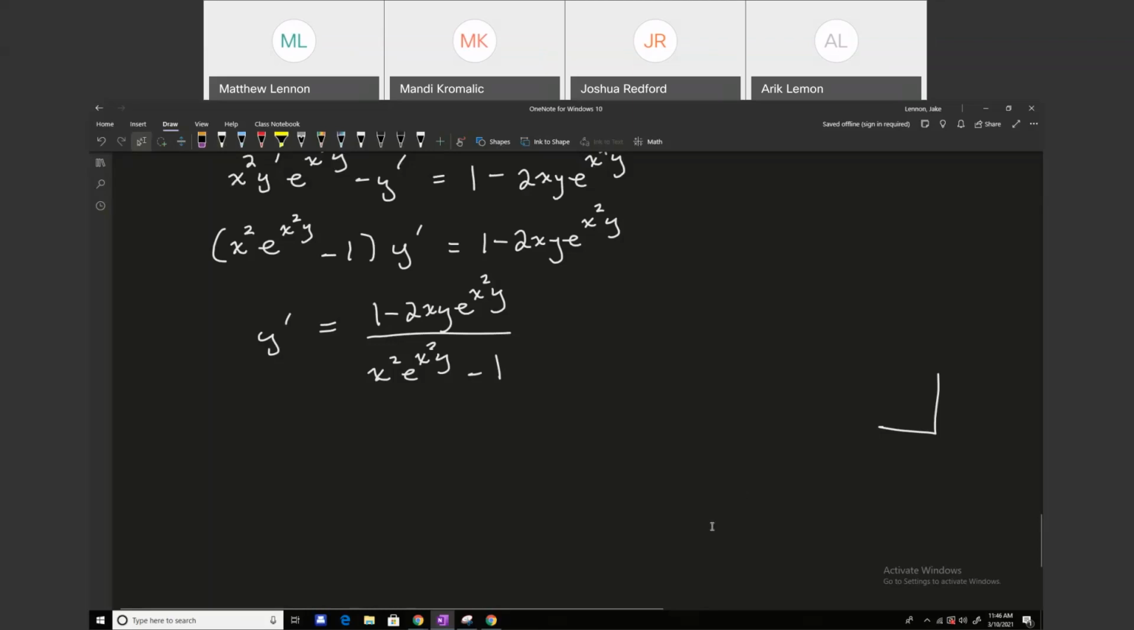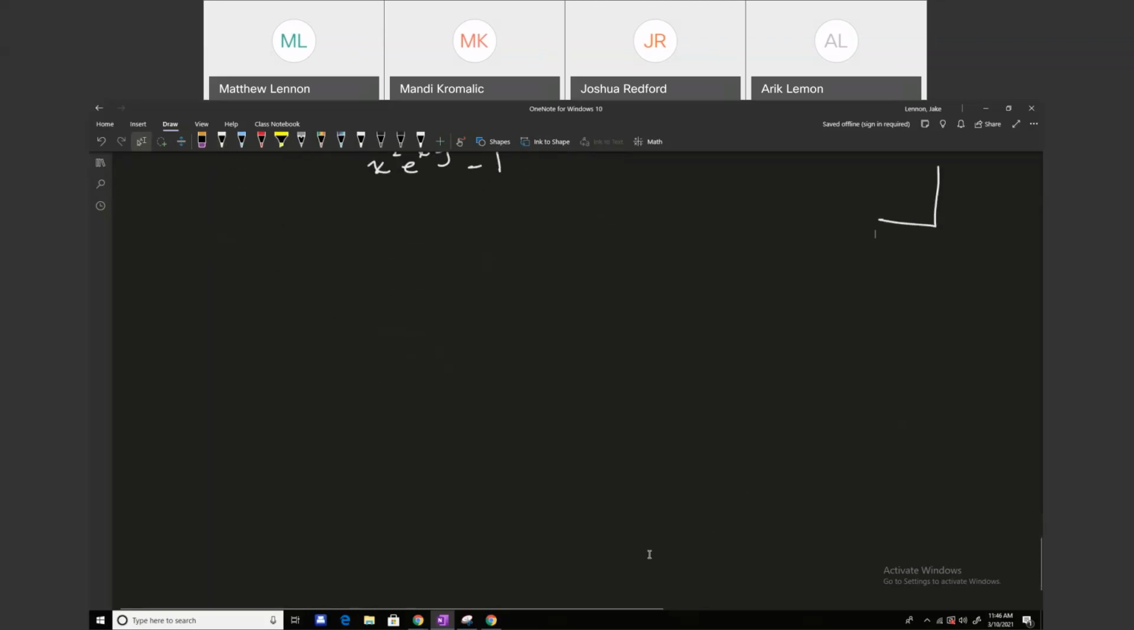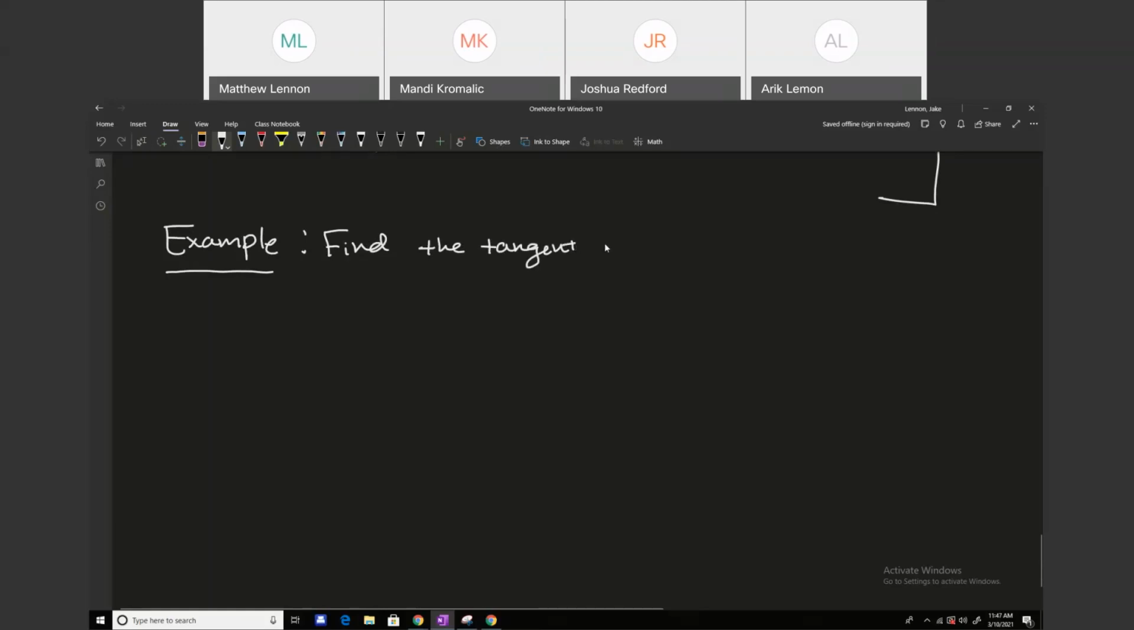Okay, so let's try one more tangent line problem. So example, let's say find the equation. I'll give you guys a few minutes to try this one because it's going to be similar to the folium of Descartes problem we did. So find the tangent line to x squared plus xy plus y squared equals 3 at the point 1, 1.